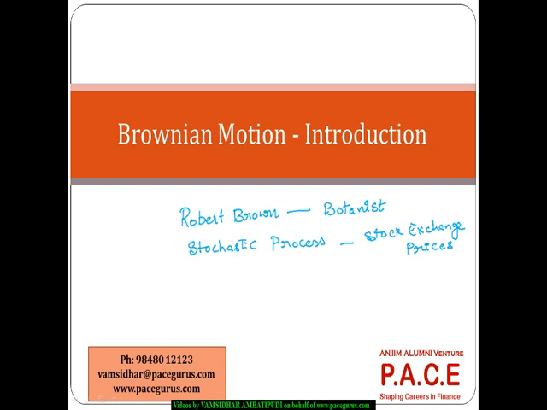Simply put, whenever I talk about a Brownian motion, any kind of movement, it's basically a stochastic process, first of all, in continuous time, continuous state. So any process which is operating in continuous time and a continuous state space, we call it a Brownian motion. I mean, it's an example of a Brownian motion.